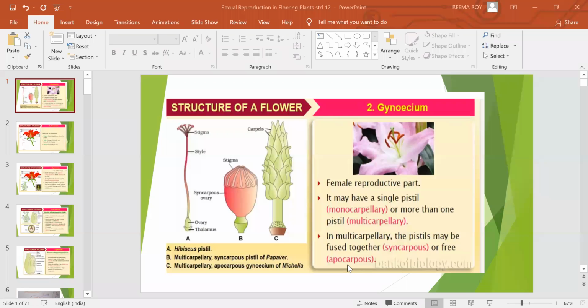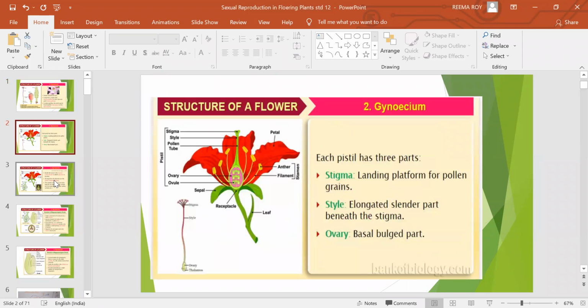And in Michelia, it is apocarpous, which means they are free. Pistils are free. See, they appear separate to us. So the carpels of the pistil, we can see they are free. They are talking about stigma, style, and ovary.